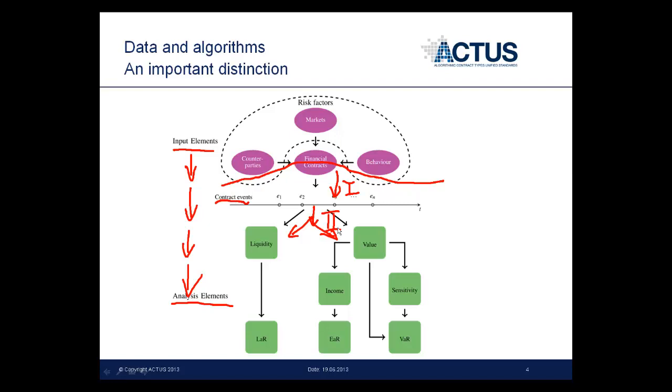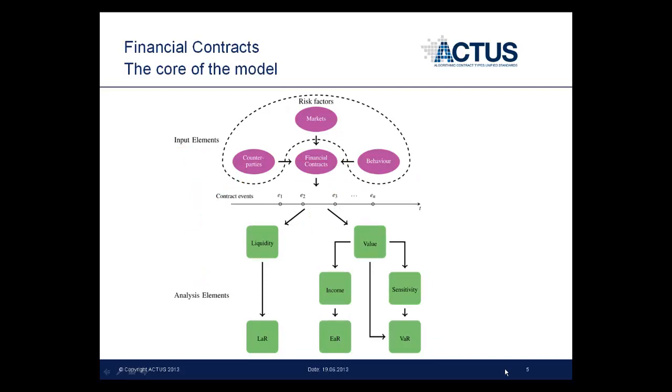The main message here is, it is not about data only, but about data and algorithms, which have an equal weight at ACTUS. From all that has been said, the centrality of the position of the financial contract becomes quite obvious. The financial contract, with its data and algorithms to produce the contract event, is hub and spoke of the system.